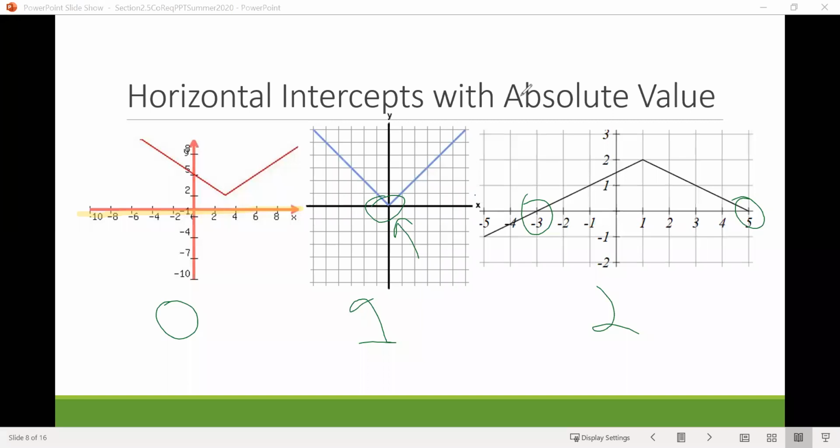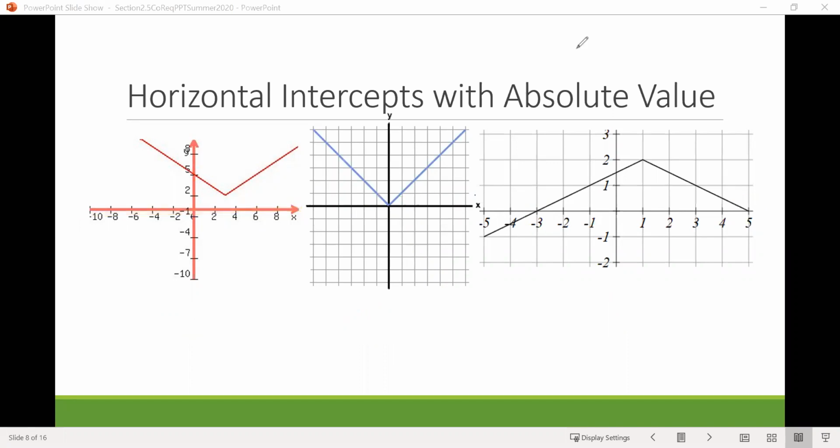It could have 0 if it opens up or down and it doesn't cross the horizontal axis. It could have 1 if it just hits it in one place, there at its vertex, at its point. Or it could be 2 if it's been flipped over and shifted up like this one has, or maybe just taking this original one here and shifting it down, you would get 2 horizontal intercepts, right?